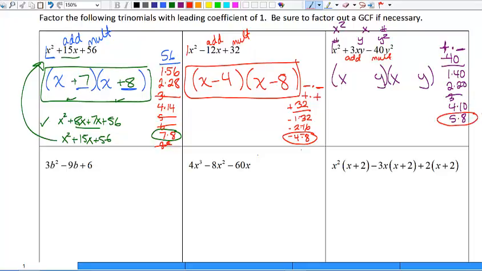Well, with one of each sign, it's going to be the 8 and the 5. To get that to be a positive 3, it's going to have to be a positive on the 8 with a negative on the 5. So we have x minus 5y and x plus 8y, and that is my answer. That can't be factored any further, so that is my complete factorization.